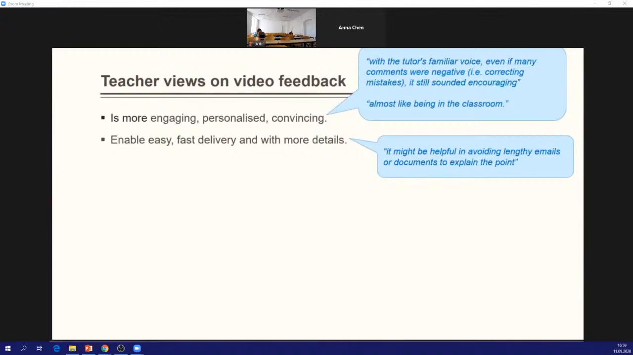Now, those two teachers who hadn't created video feedback thought it might be helpful in avoiding lengthy emails or documents to explain the points, going backwards and forwards all the time. In addition, they believe that the visual aspect might work very well with the majority of the students.